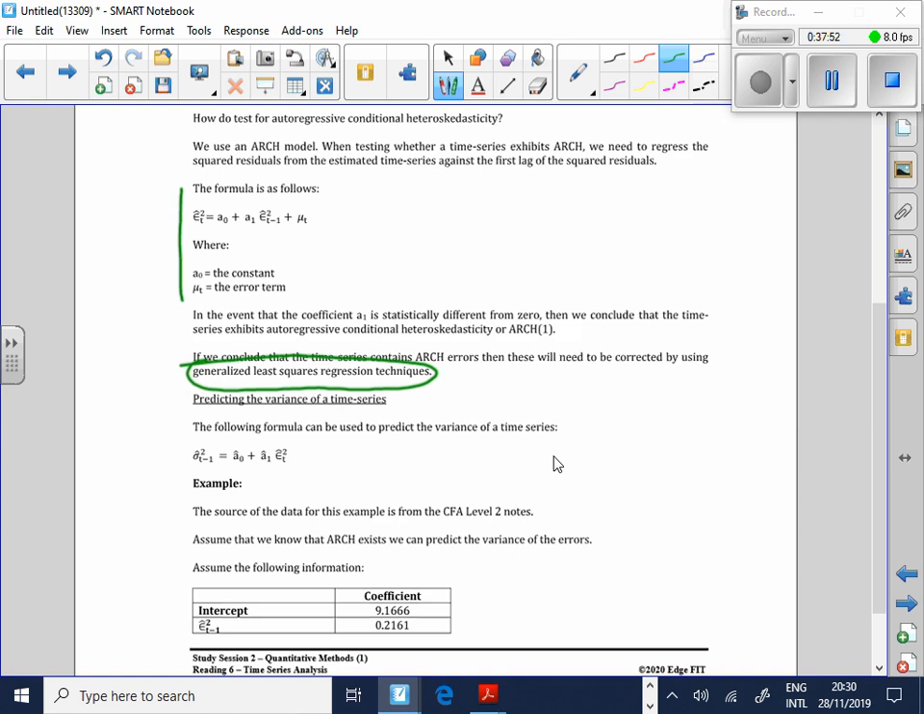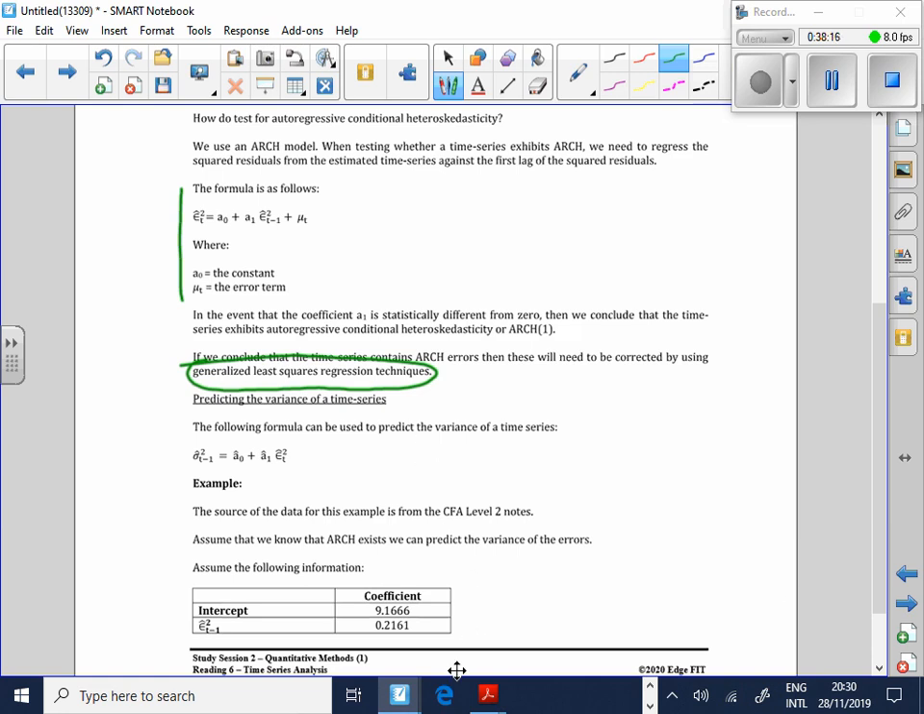Assume that we know that ARCH exists. We can predict the variance of the errors. So ARCH does exist, and then you'd say, oh no, that's a problem. We don't like ARCH, autoregressive conditional heteroskedasticity. And that tells me that there's issues. I can't use an AR model anymore. I've got to fix that up first.